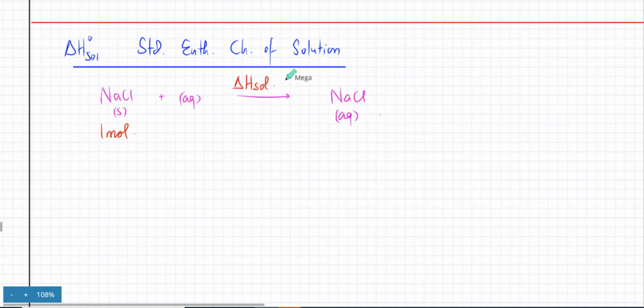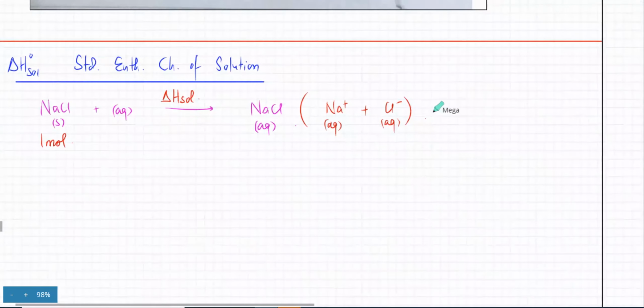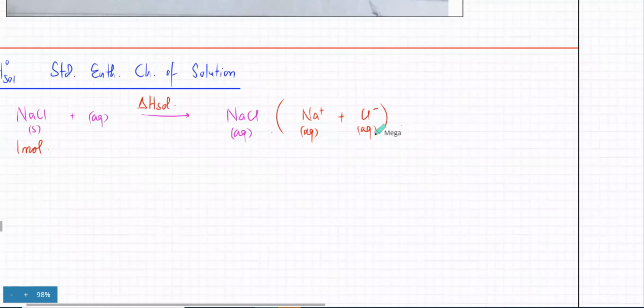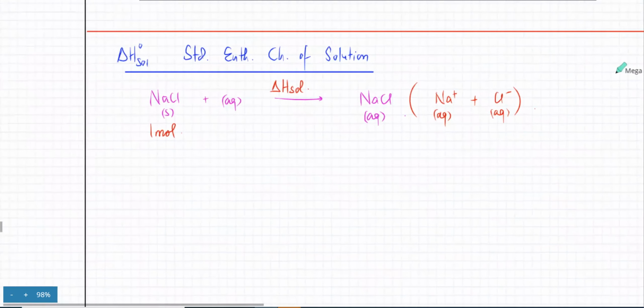For ionic compounds, remember, ionic compounds dissociate. So there's another way of writing NaCl aqueous, and that is Na+ aqueous and Cl- aqueous. You can write this in dissociated form. When you mix an ionic compound in water, we're going to talk about that later on. I'm just describing what enthalpy of solution is.